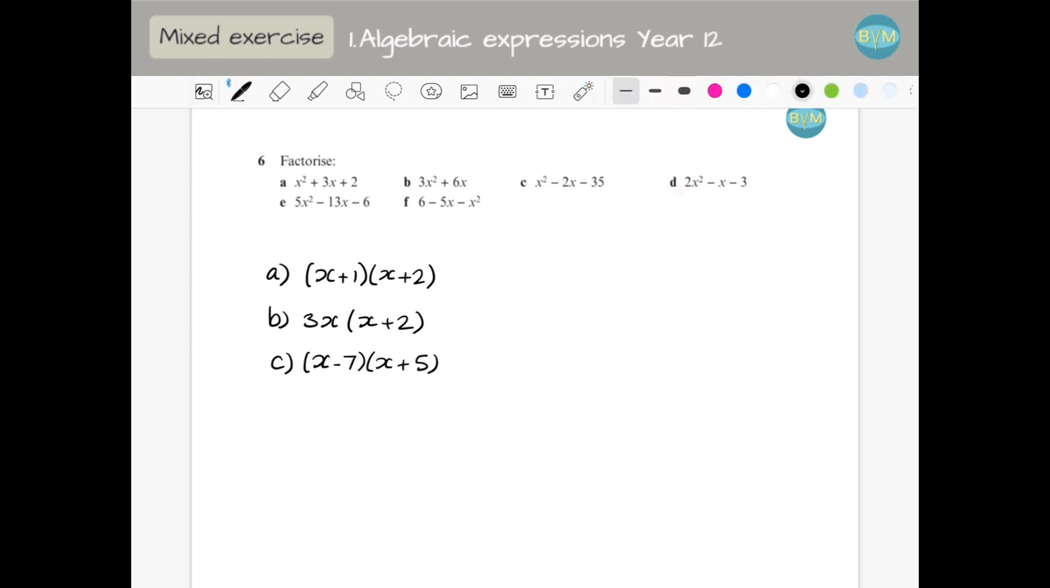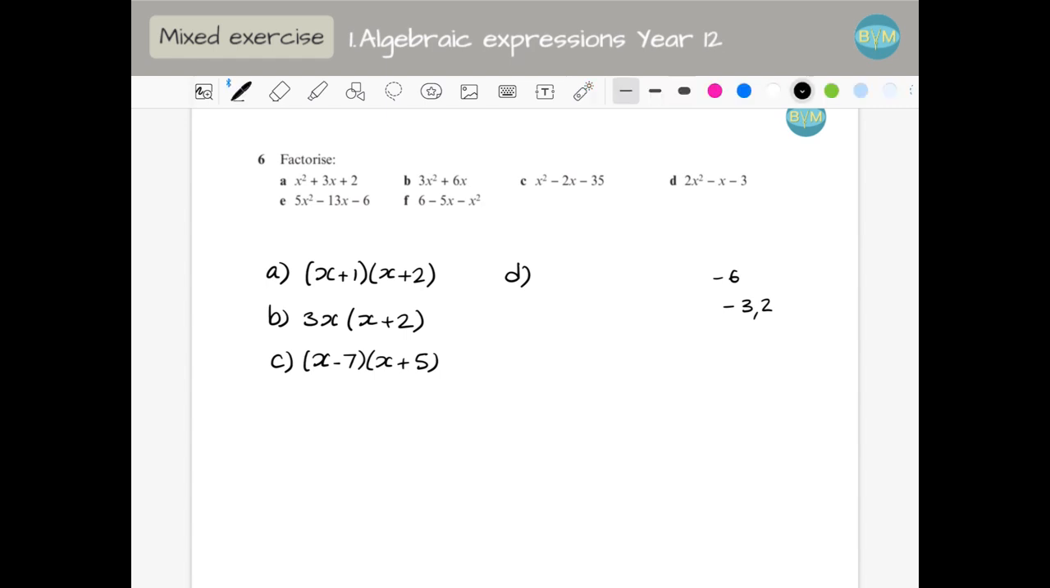For D, we have to work a bit longer because when we have a coefficient here different than 1, the product, instead of being minus 3, must be the product of these two. So I'm looking at numbers that multiply together to give me minus 6 and added together give me minus 1. So in this case, it's going to be minus 3 and 2. Yeah, because the product is minus 6, and minus 3 plus 2 is minus 1.